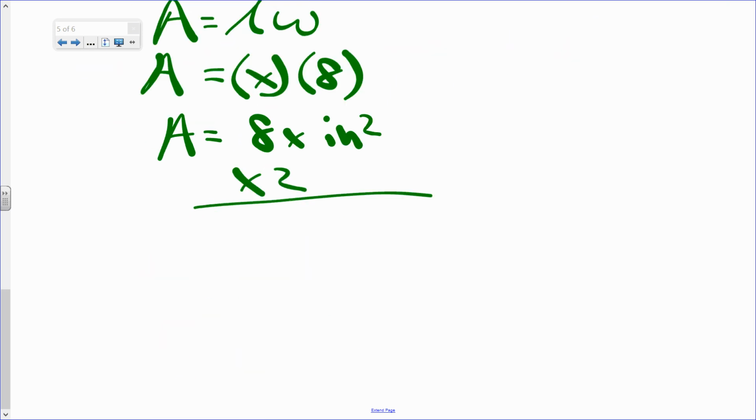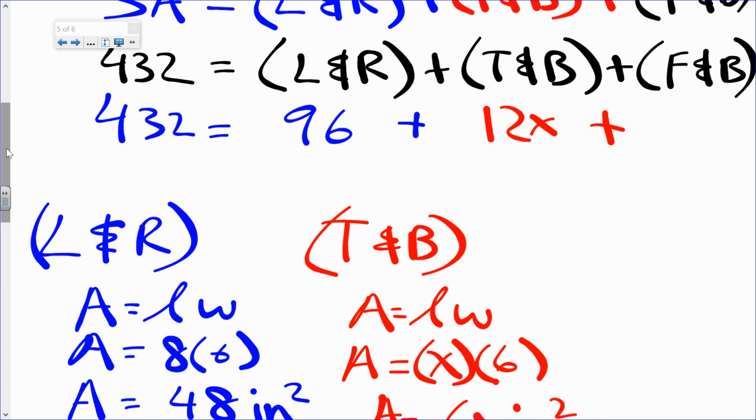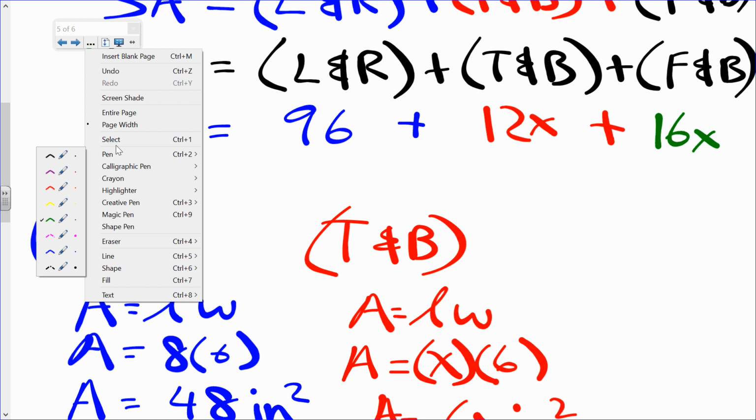8x times 2. What's 8x times 2? 16x square inches. This is the area of my front and back, my F and B. Let's go back now to our equation. Look at 16x. Look at that equation now. It's all colorful. We're now in a position to accomplish the mission, which is solving for x.